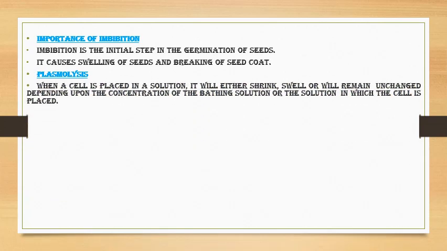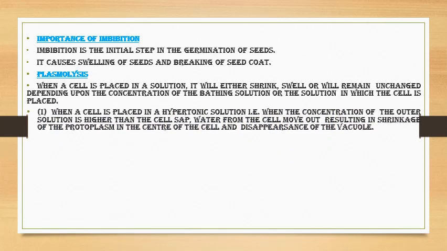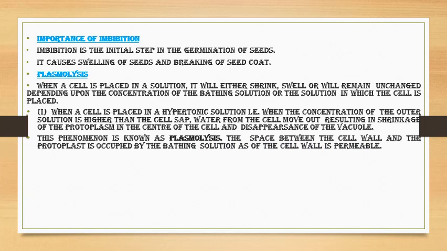Plasmolysis. When a cell is placed in a solution, it will either shrink, swell, or remain unchanged depending upon the concentration of the bathing solution, or the solution in which the cell is placed. When a cell is placed in a hypertonic solution, when the concentration of the outer solution is higher than the cell sap, water from the cell moves out, resulting in shrinkage of the protoplasm in the center of the cell and disappearance of the vacuole.